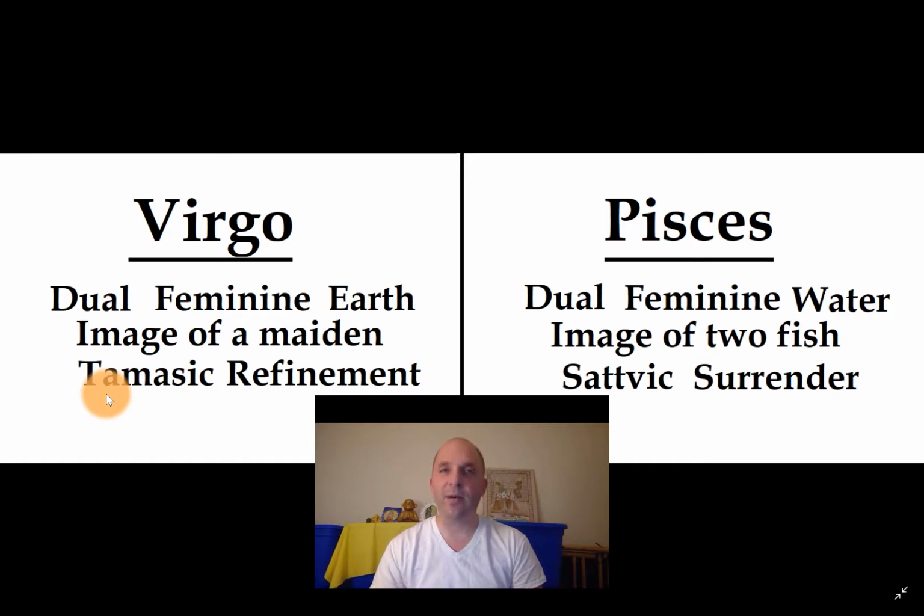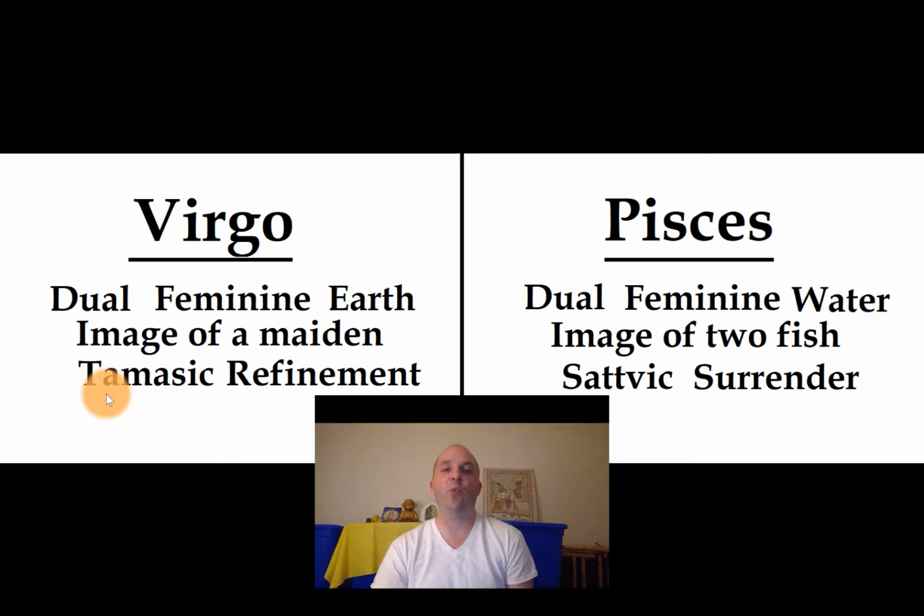But Virgo is tamasic. So what does tamasic mean? Tamasic can mean the dark sides of life. Tamasic can mean almost like evil. Tamasic can mean like very stable and almost sedentary.